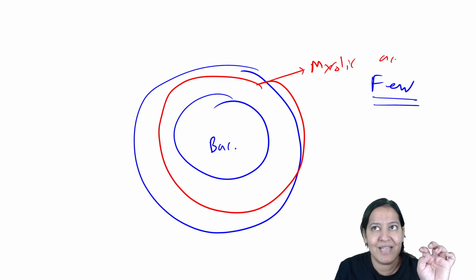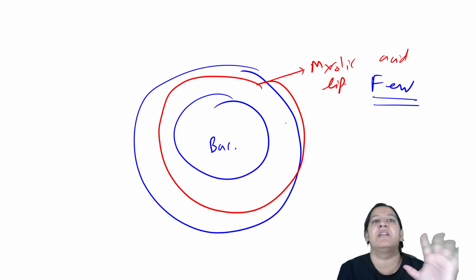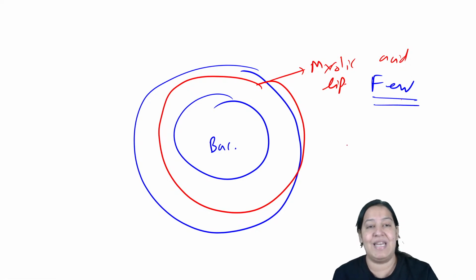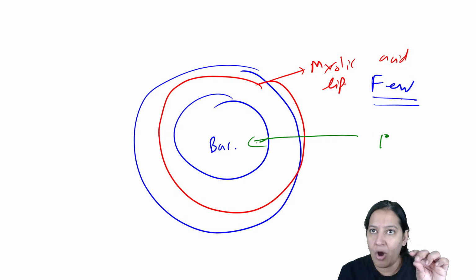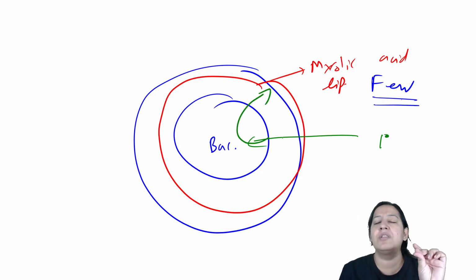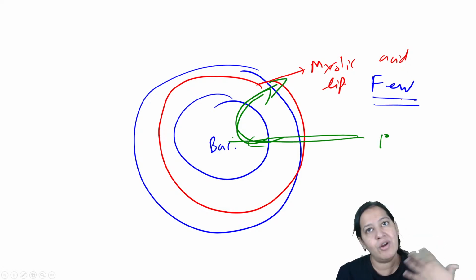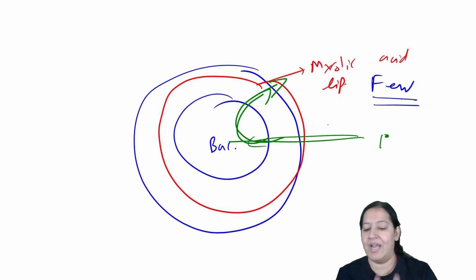Mycolic acid is a lipid. It is present in the cell wall. Not all bacteria have it, only a few of them. Once you give the primary stain, which is red in color, this mycolic acid prevents the decolorization. Because of mycolic acid, the primary stain cannot come out and it will remain inside only. So it resists the decolorization because of mycolic acid.